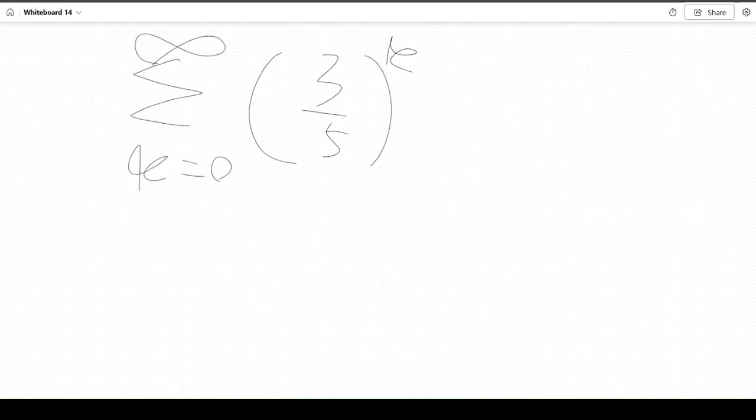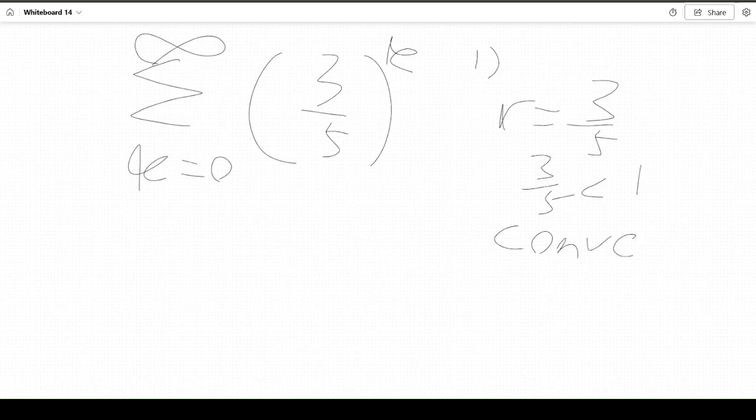Alright, so here we have a series of 3 over 5 to the power of k. And immediately off the bat, we can see that the common ratio is equal to 3 over 5, and 3 over 5 is less than 1. So this is going to be convergent right off the bat. We got to put in our equation so we can just find out the actual answer.